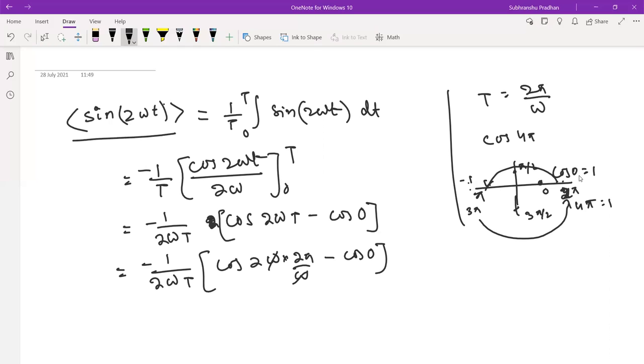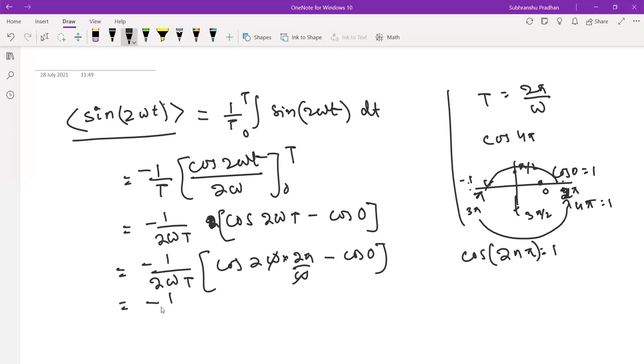So cos 2n pi is 1. That means n starts from 0, cos 0 is 1, if you put 1, cos 2 pi is 1, if you put 2, cos 4 pi is 1, if you put 3, cos 6 pi is 1. So cos 2n pi is 1.